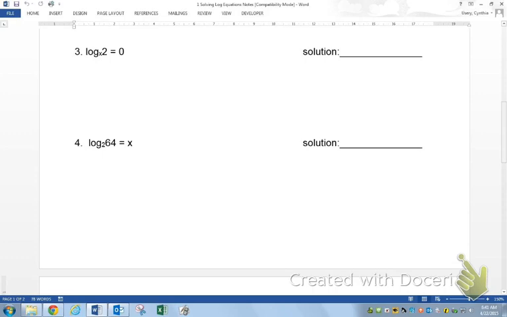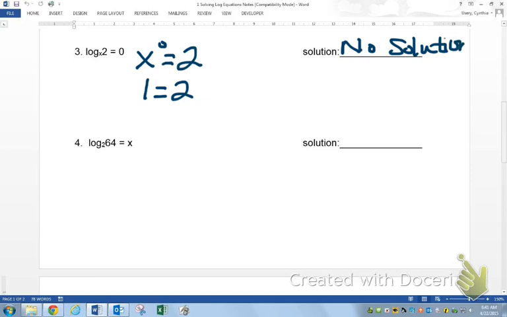All right, number 3, we have log base x of 2 equals 0. So we have our log by itself. We're just going to rewrite it as an exponential equation. So it would be x to the 0 equals 2. Well, what is x to the 0? What is anything to the 0 power? It is 1. So 1 equals 2. Well, wait a minute, 1 doesn't equal 2. So no matter what x is, if I raise it to the 0 power, it's going to be 1, and 1 is never going to equal 2. So therefore, there is no solution to this one, because nothing to the 0 power is going to equal 2.